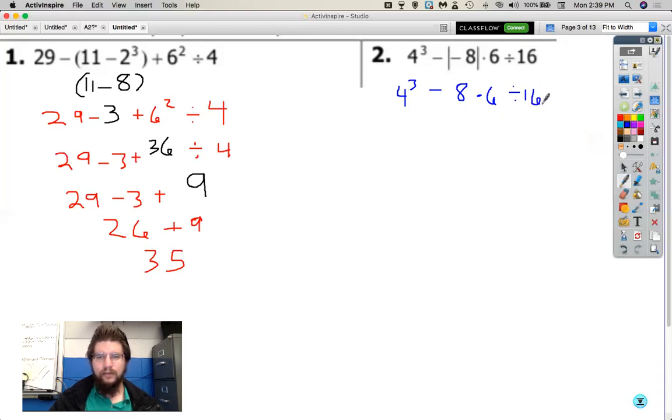So let's see, parentheses, none. Exponents, I got this 4 cubed here, that's 64. No more exponents, so I'm just going to bring everything else down.